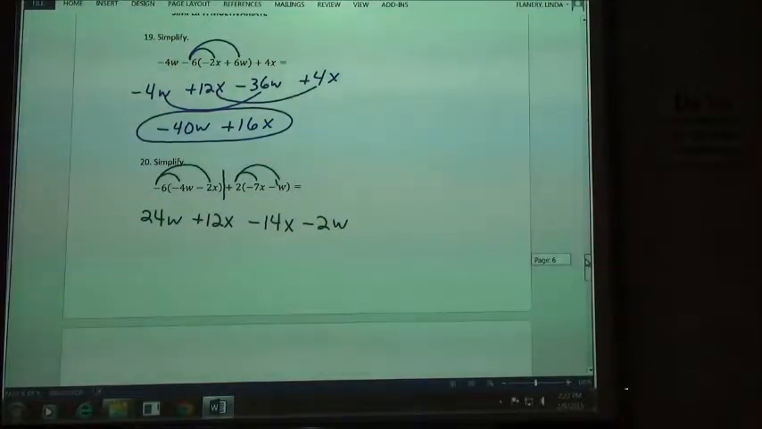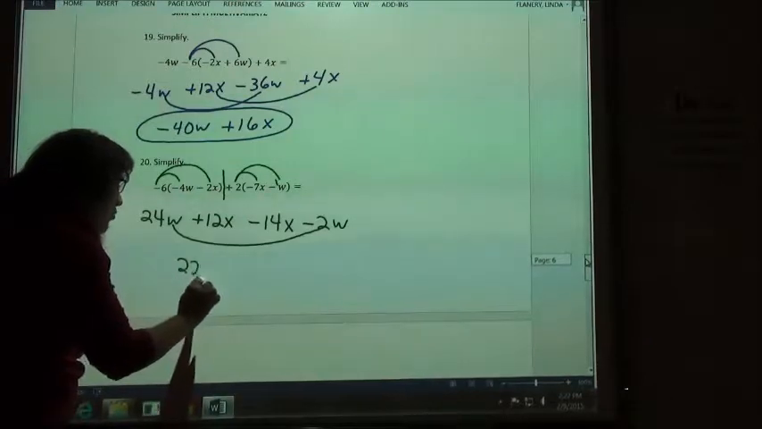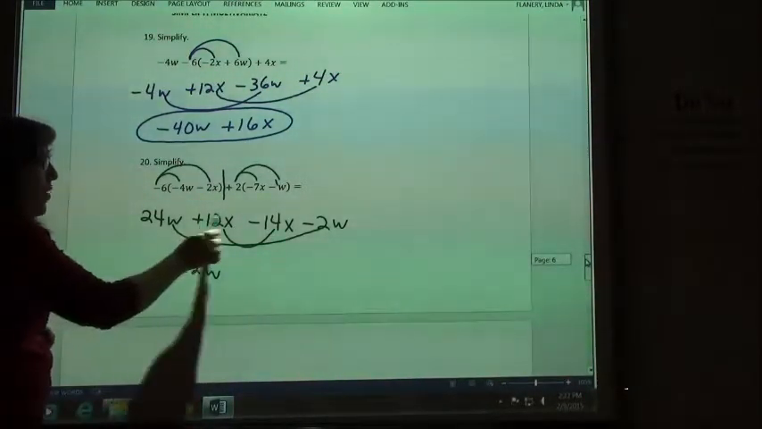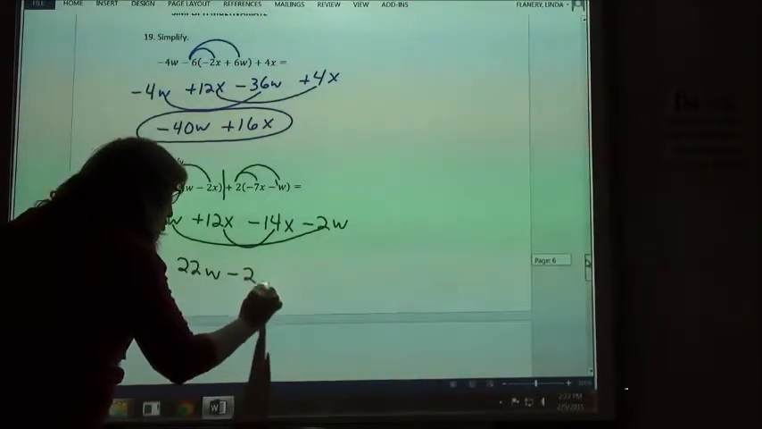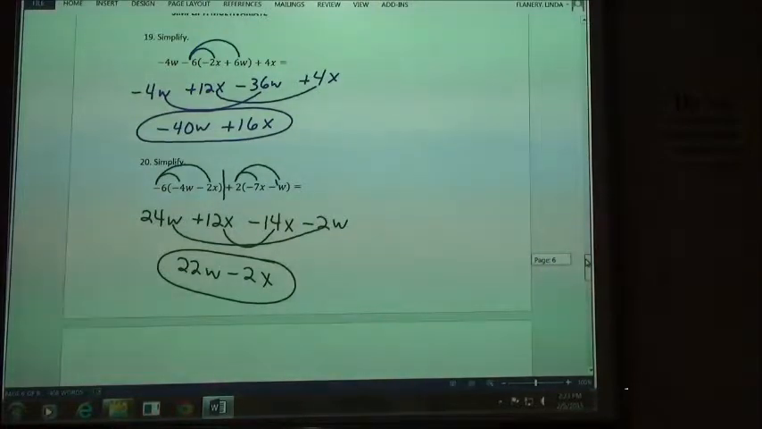Combining my like terms then. We have 24w minus 2w, which would be 22w. We've got a 12x minus a 14x. 12 minus 14 is negative 2x. So 22w minus 2x would be your answer.